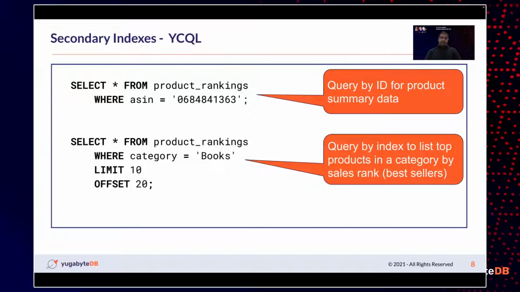So in this scenario, if there is a query coming in with the product ID, it uses the primary key index to fetch the data from the database. In the second case, we can use the category column, which we have created as a secondary index, to list top products in the category.